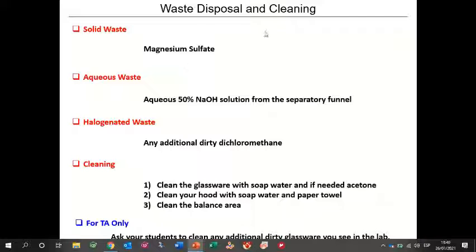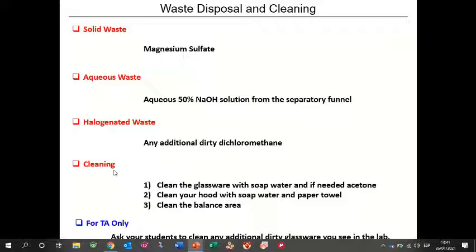The waste disposal of all the wastes, right? The magnesium sulfate goes to the solid waste. The aqueous 50% sodium hydroxide solution that comes out of the separatory funnel goes to the aqueous waste. The halogenated waste is used to discard any additional dirty DCM.